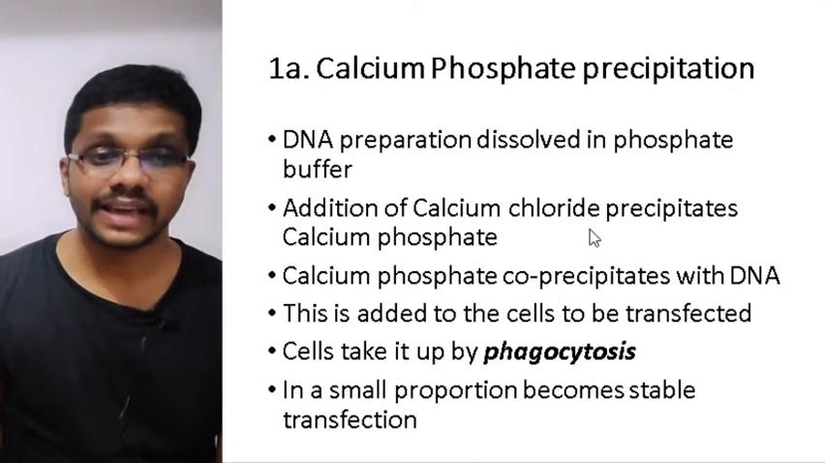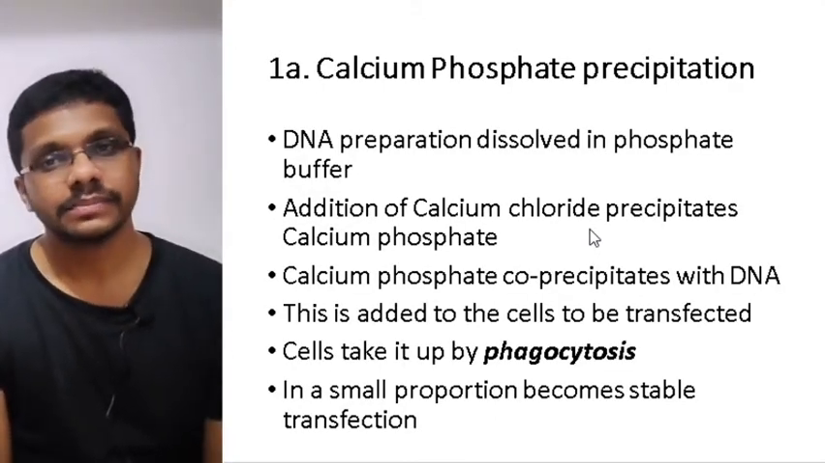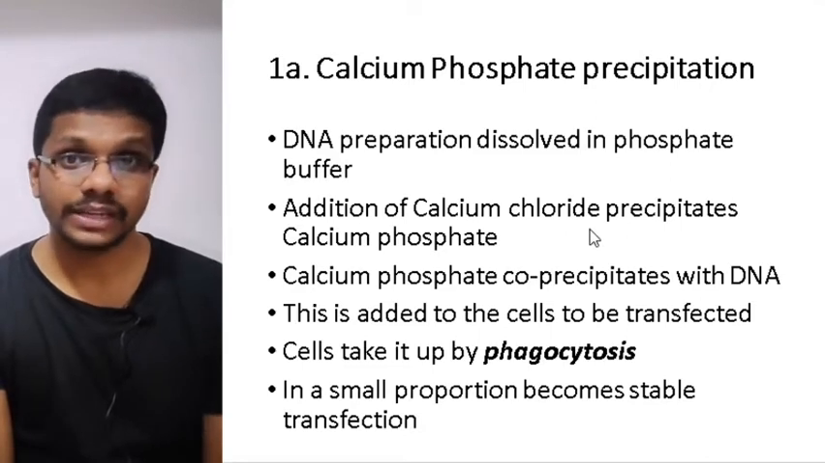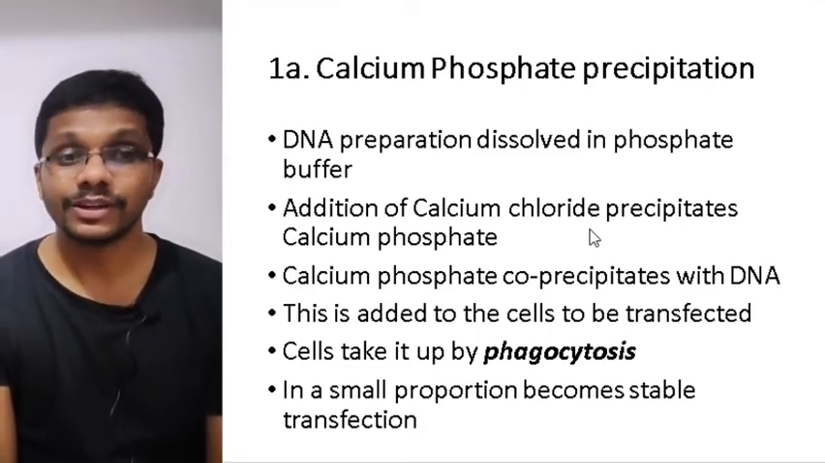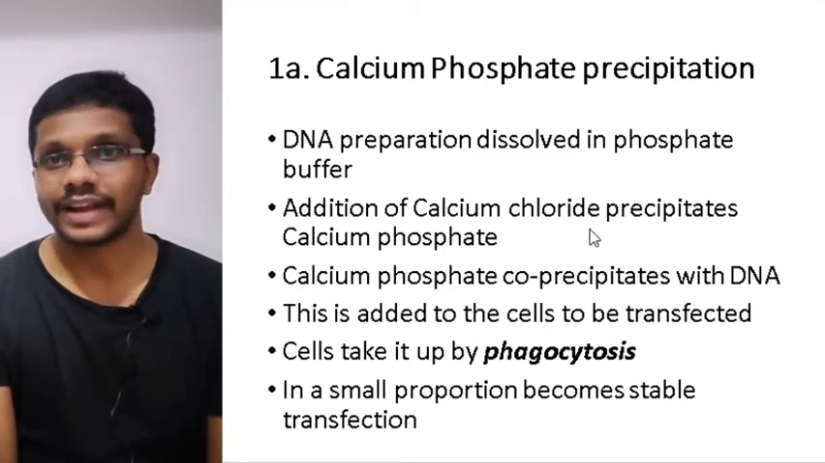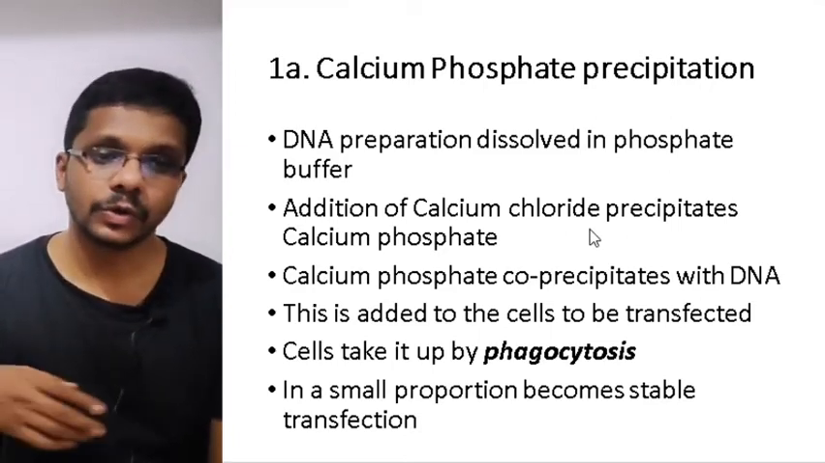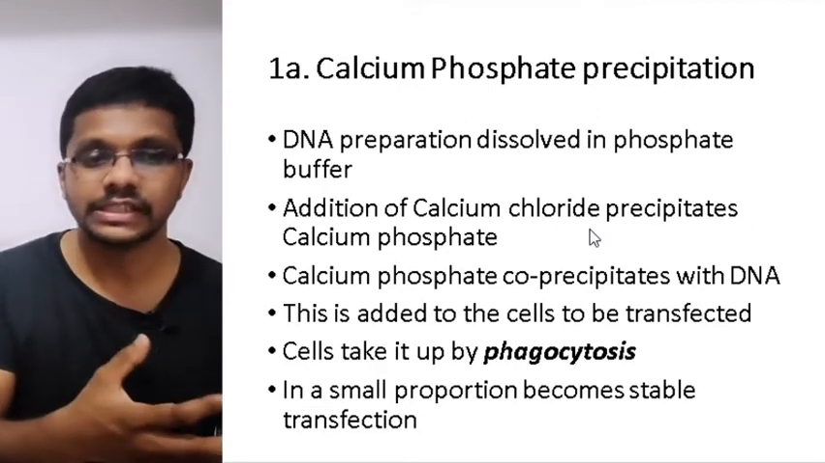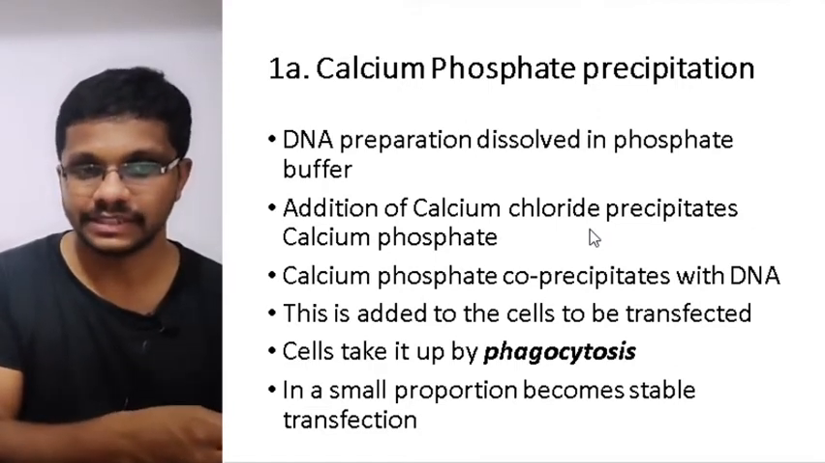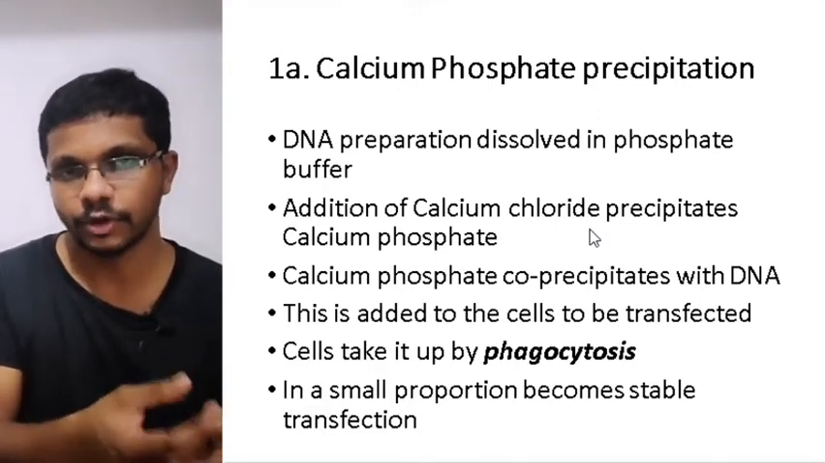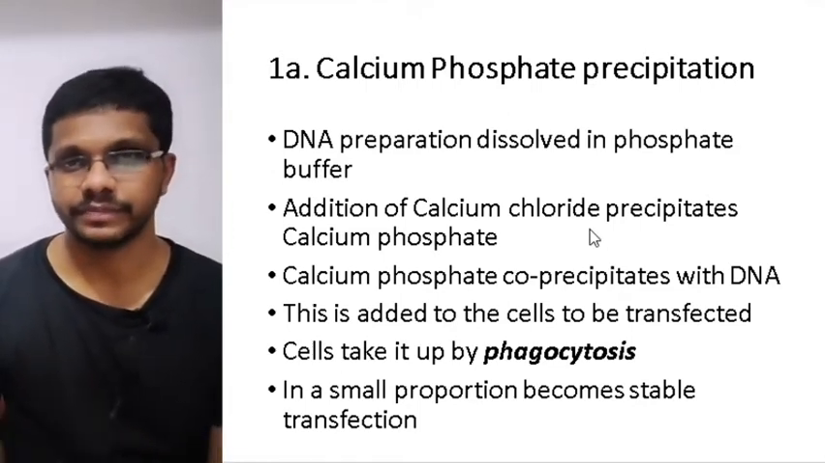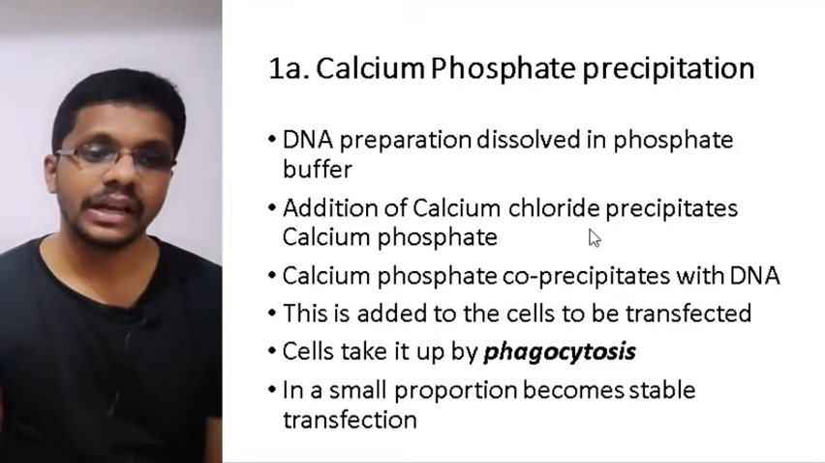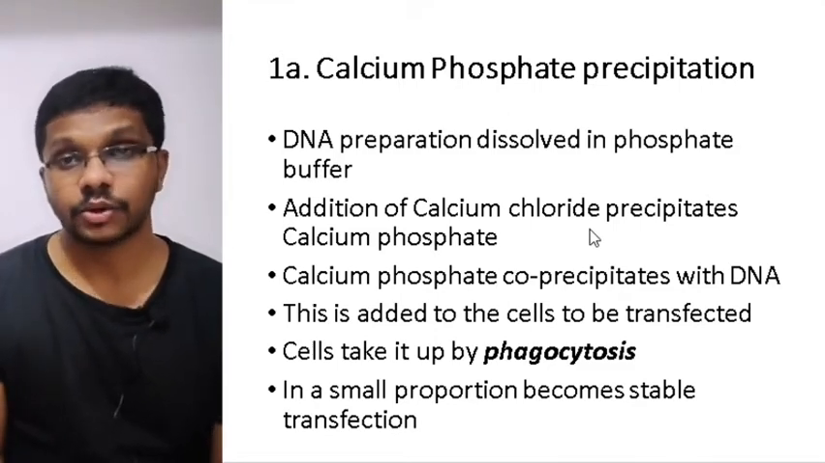The first method is calcium phosphate precipitation. This method is similar to the calcium chloride method we used for bacteria, but here we are using calcium phosphate instead of calcium chloride. The methodology: DNA molecules after precipitation are dissolved in a phosphate buffer. The phosphate buffer contains phosphate. After that, we add the calcium chloride into the medium.